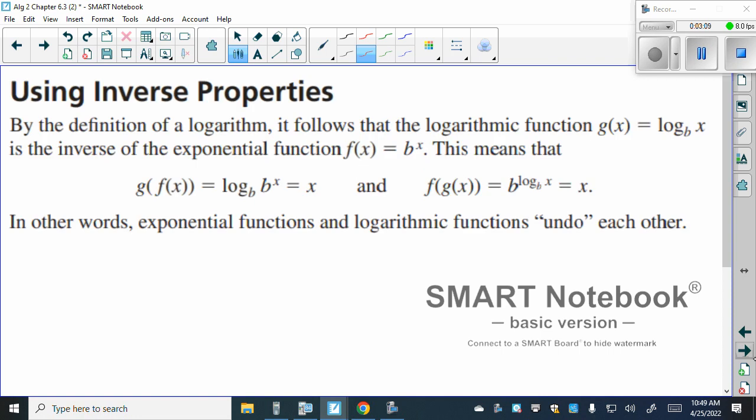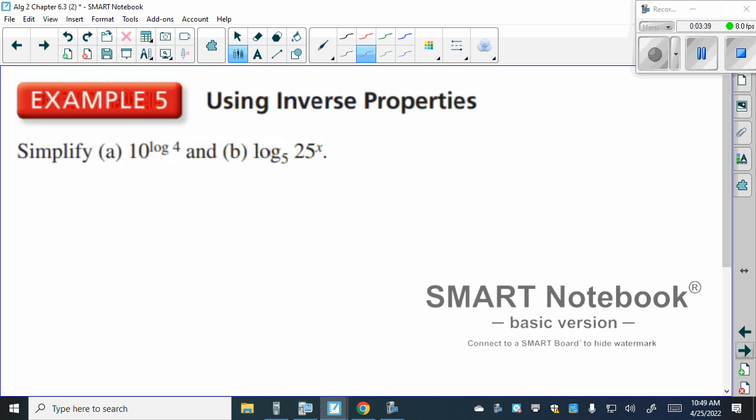Now, when we have b to the log base b of x, those will simplify out as well. If the base of the log and the base of the exponential are the same, they will cancel out, or undo each other, because the logs and these exponentials are inverses of each other. Let's look at the first one of these two.